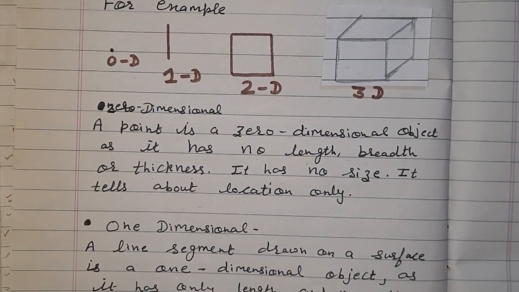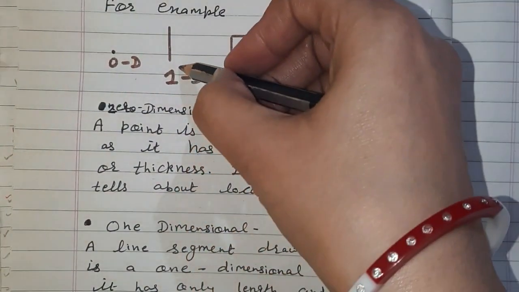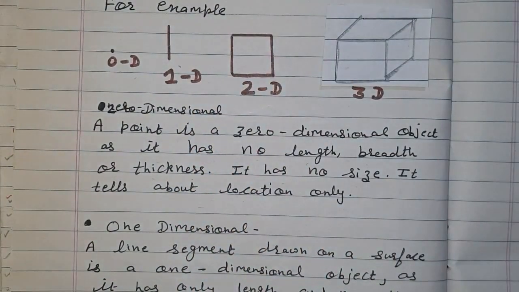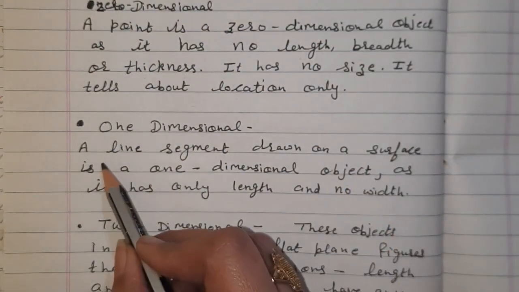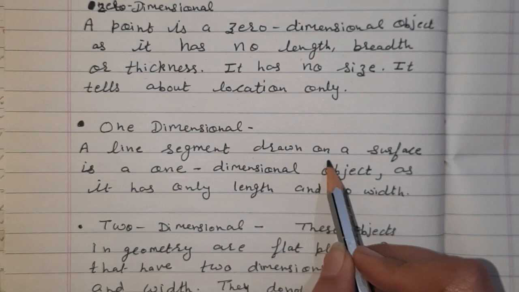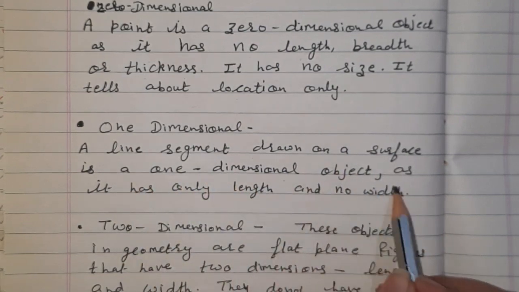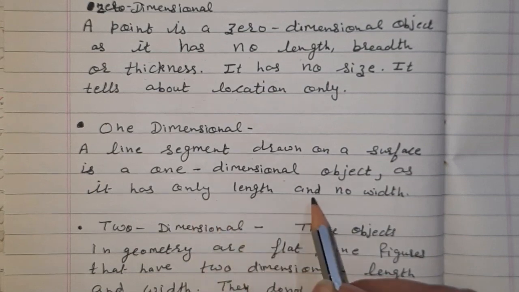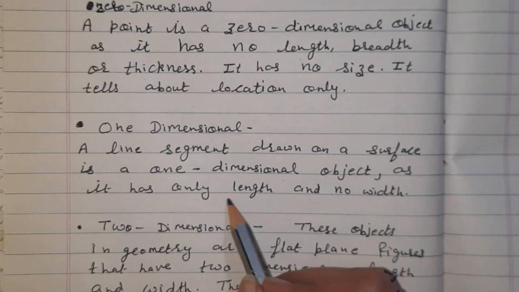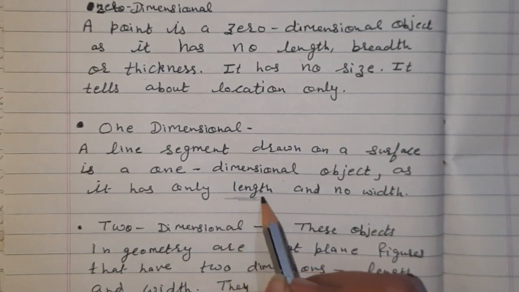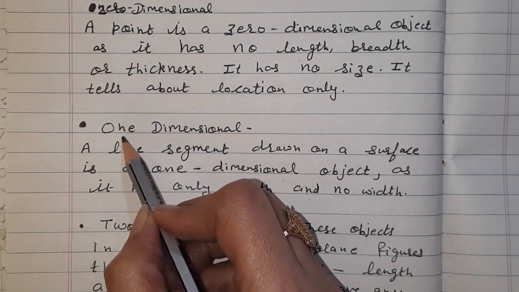Okay. Now one dimensional. A line segment is one dimensional. How? A line segment drawn on a surface is a one-dimensional object as it has only length and no width. Only length is here, so it is one dimensional. You are getting the measurement of only one thing, so it is one dimensional.